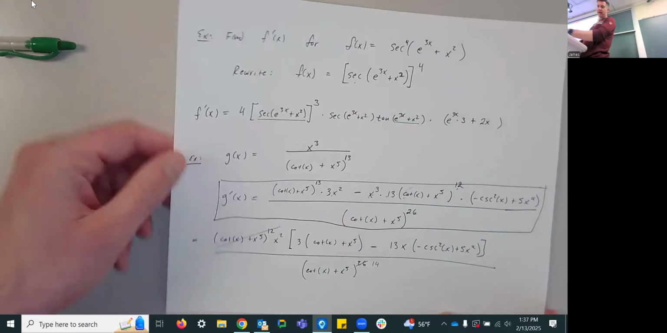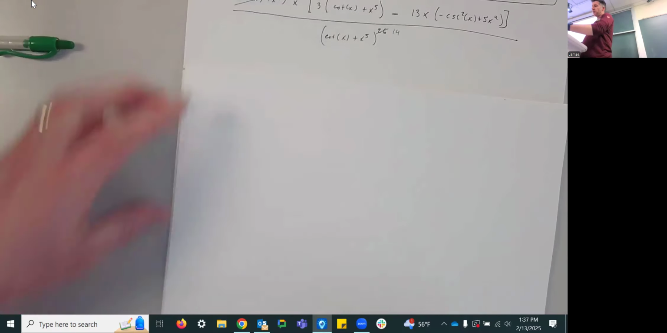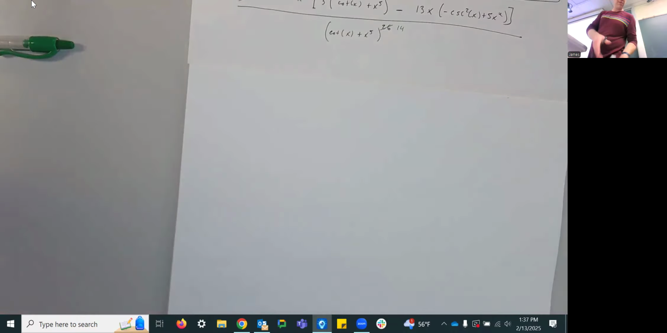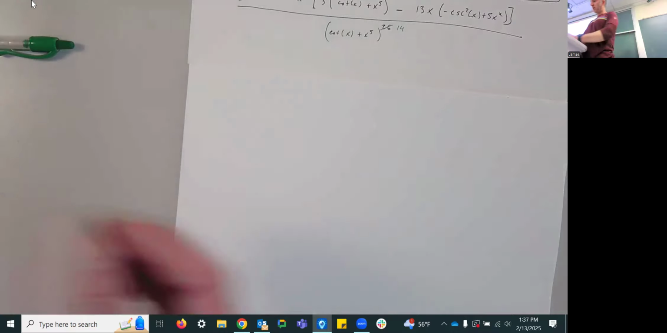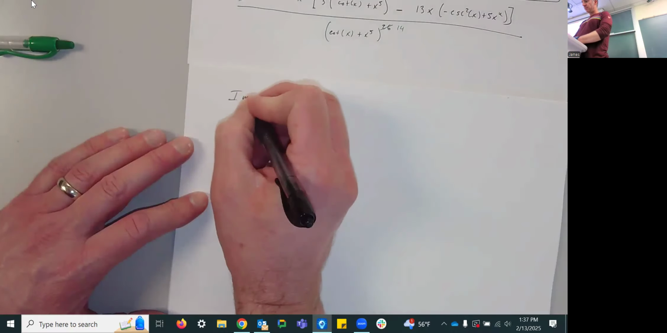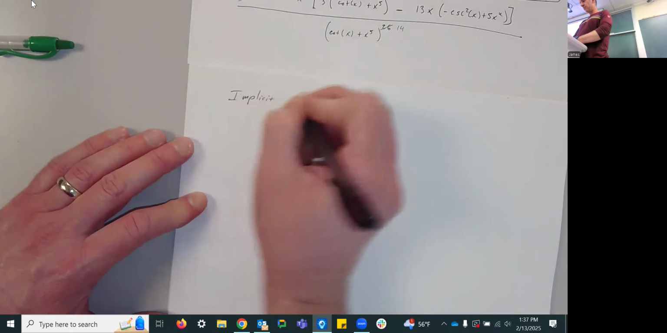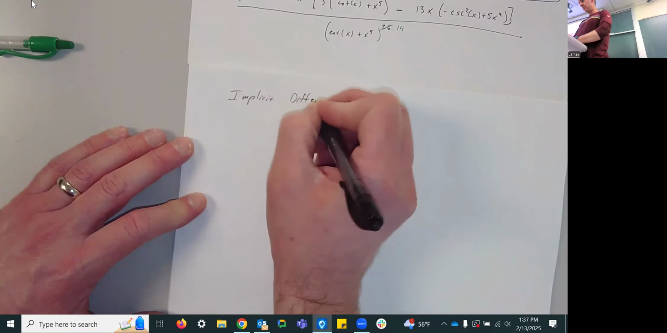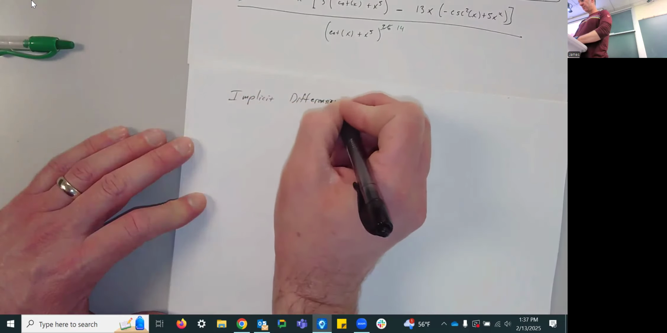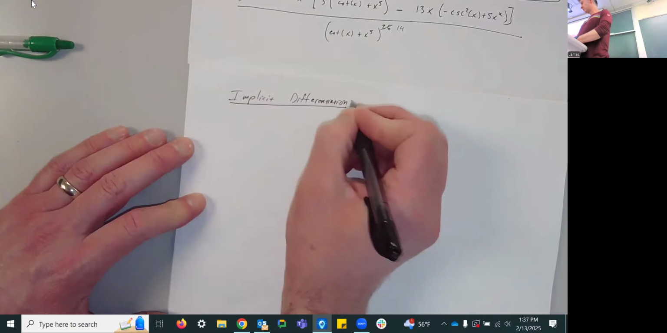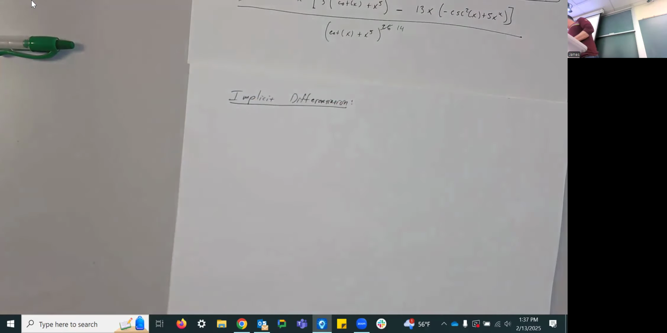So let's talk about implicit differentiation. The big idea with implicit differentiation is that we're going to assume that y is a function of x, whether or not we can explicitly write it that way.